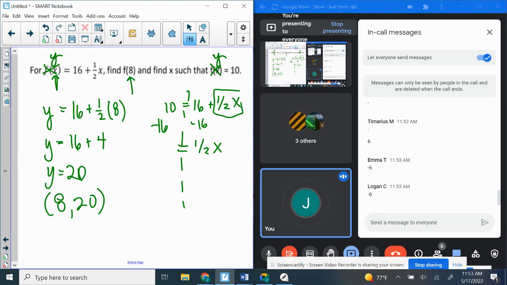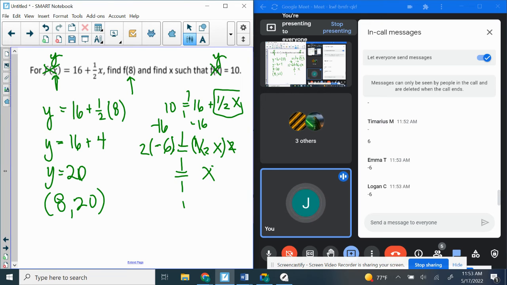Good, negative 6. Yep. You had 10, you spent too much. So negative 6. Now, 1/2 X means there's a 2 in the denominator. The reciprocal is to multiply by 2, right? Because then I would get rid of that 1/2. If I multiply both sides by 2, I get rid of that 1/2 because that leaves me with 2 over 2, which is 1.